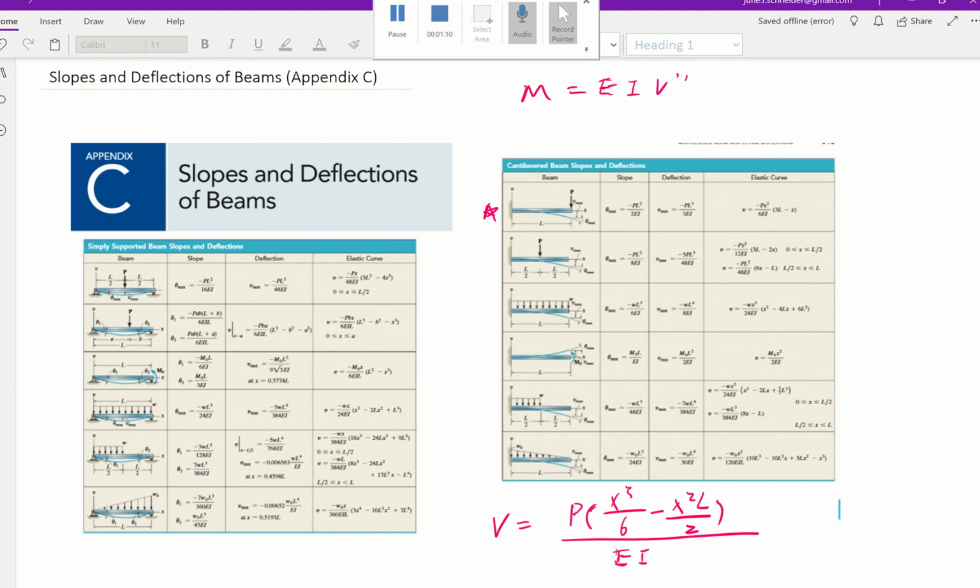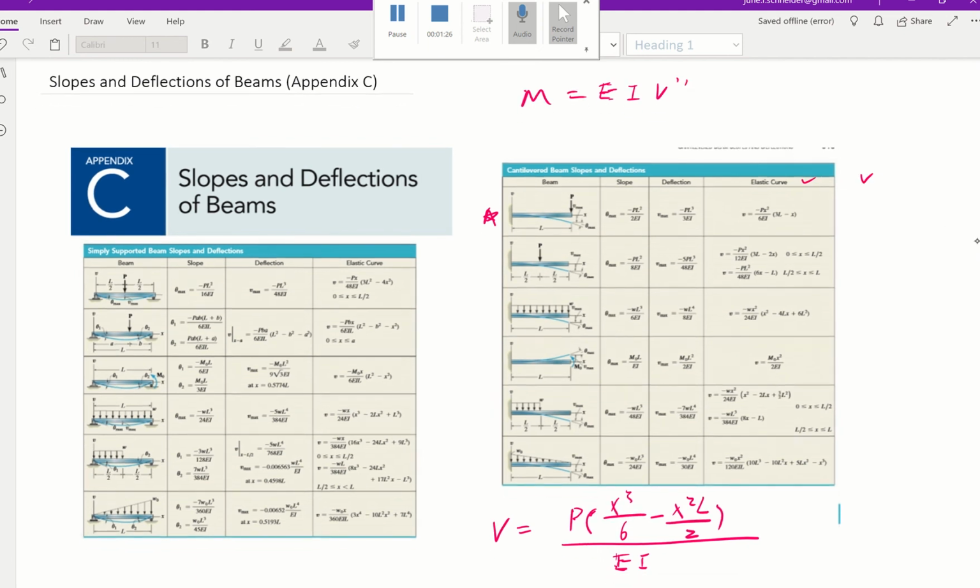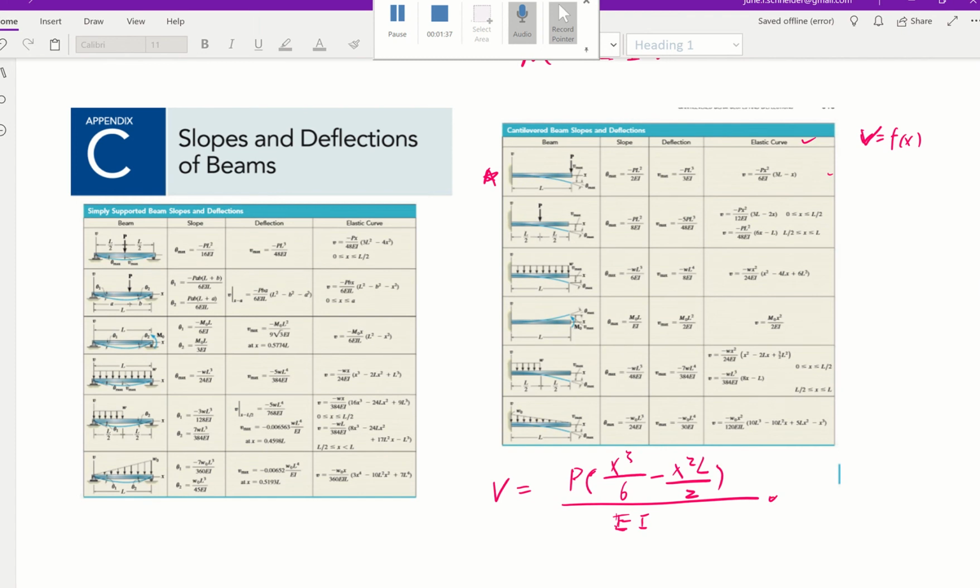Now let's take a look. This is a deflection, and today the main topic is I want to introduce Appendix C in your textbook. For example, this column, the elastic curve, is basically telling us v as a function of x, deflection as a function of x. So is this formula the same as this one? If we try to make this as close as this one, we're going to take 6 out, take x squared out, and take 6 out. Okay, so you still have EI.